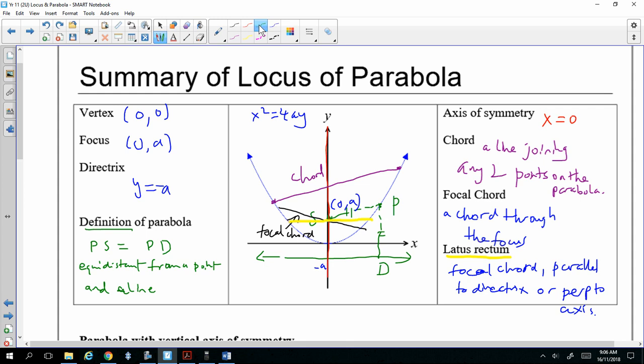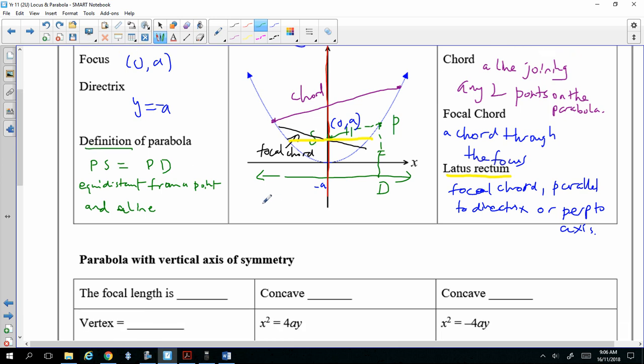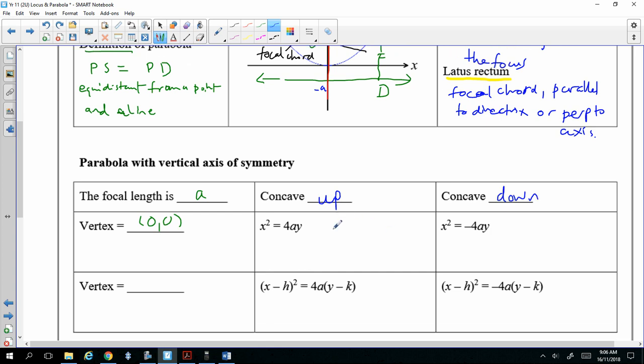So that's a basic idea of the parabola. Now we're going to look at a parabola with a vertical axis of symmetry. So we've got these things there. The focal length is a. For this one, the vertex is (0, 0). Let's use a blue pen. This is concave up, and negative is concave down. And then you have these two, where the vertex is at (h, k). This is concave up, this is concave down.